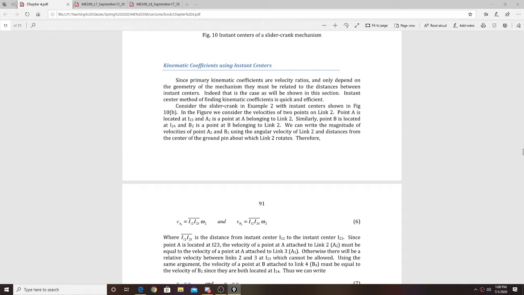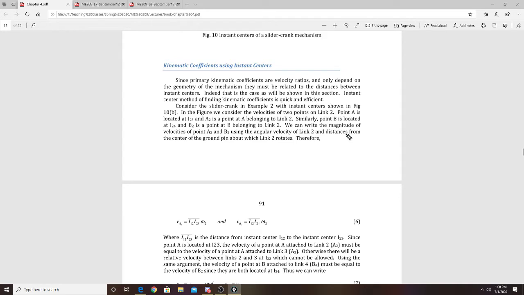So let me scroll down the page a little bit. All right, cool. So it says, since the primary kinematic coefficients are velocity ratios and only depend on the geometry of the mechanism, they must be related to the distances between the instant centers. Indeed, that is the case, as will be shown in this section. Instant center method of finding kinematic coefficients is quick and efficient. So this is kind of what I said the other day, is that the long equations, the deriving and all that, that is a long way of doing it, but it could net you a better answer, a more accurate answer, depending on how you measure everything.